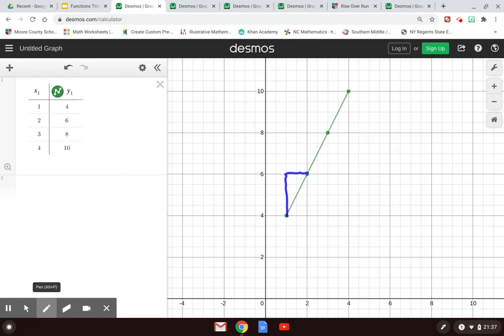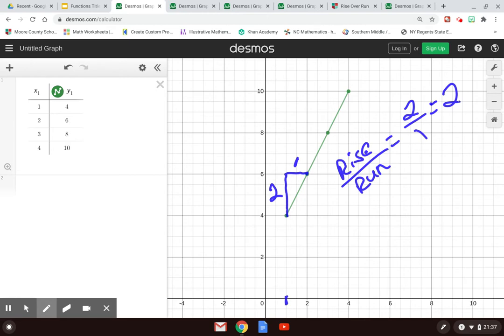So if I look at my rise, I went up from 4 to 6, so that's a rise of 2. And then I went over from 1 to 2, so that is a run of 1. So when I go to write the slope of this line using rise over run, my rise is 2, my run is 1, so therefore my slope for this line is 2. So the m value of an equation would equal 2.